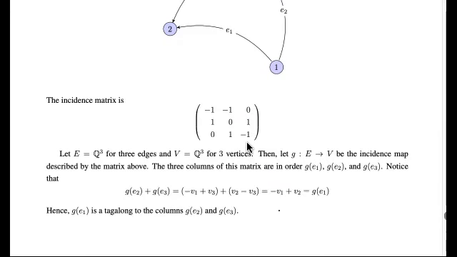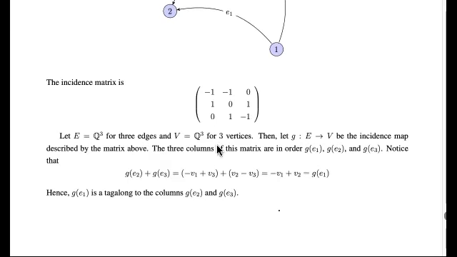So remember, the domain of this incidence map is a vector space where the standard basis vectors are the edges, and you're going to a vector space where the standard basis vectors are vertices. Okay, so 3 edges, so dimension 3, and 3 vertices, so dimension 3. So this matrix is a 3 by 3.